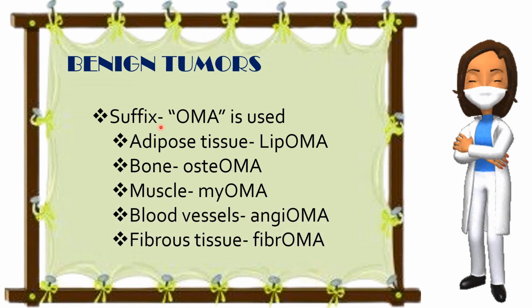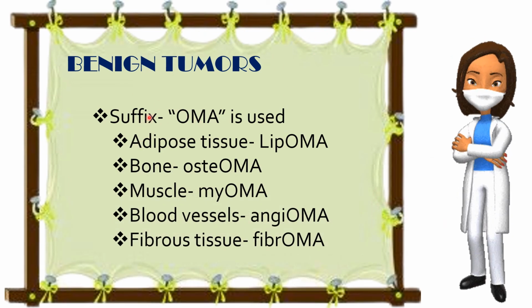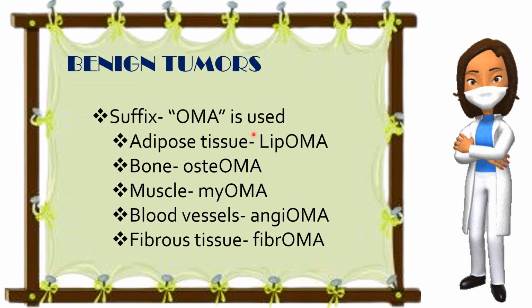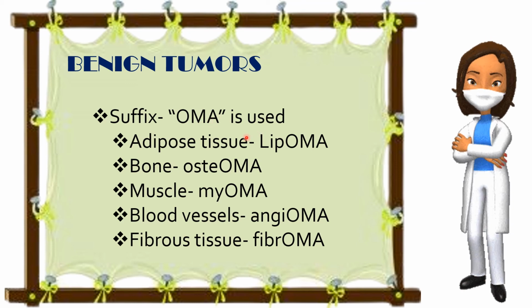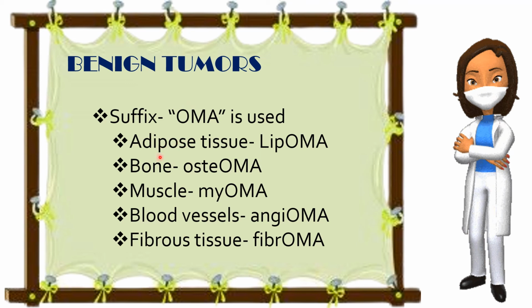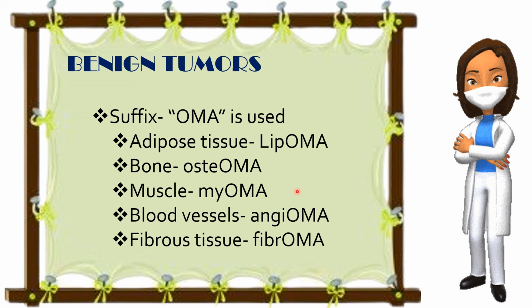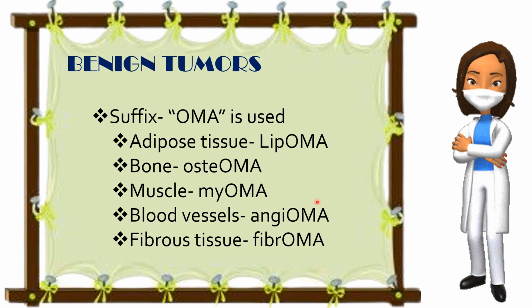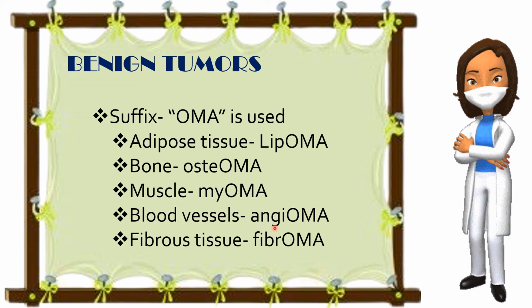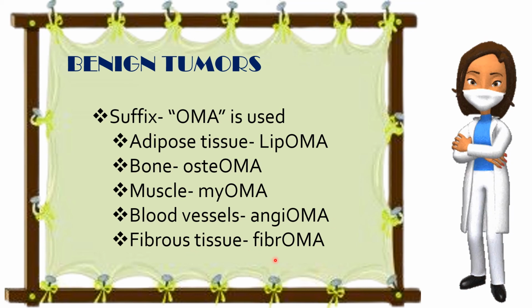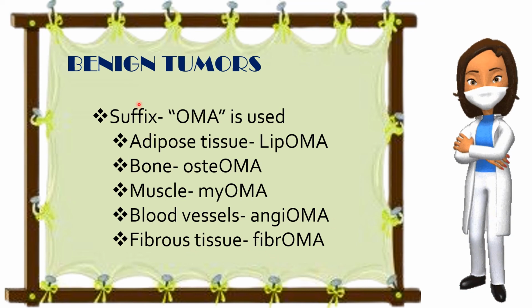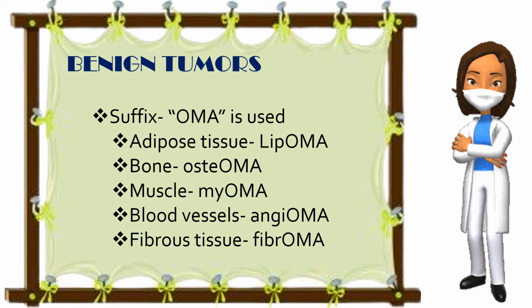So, benign tumors actually use the suffix "oma", which is used to name benign tumors, like adipose tissue. Naririnig yung lipoma lang yan. Bone or osteoma, muscle or myoma. Usually, ang myoma is in the uterine, diba? Uterus. Blood vessels, angioma. Fibrous tissue, fibroma. Those are benign tumors.